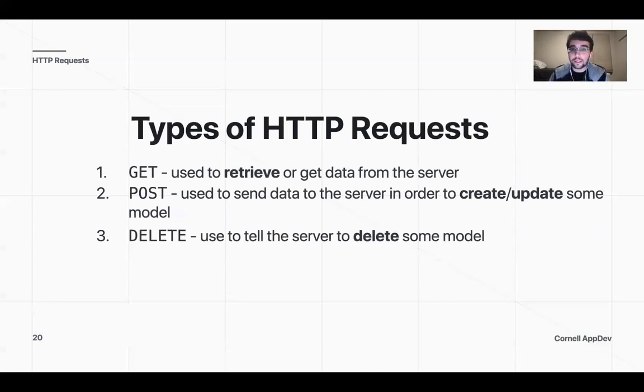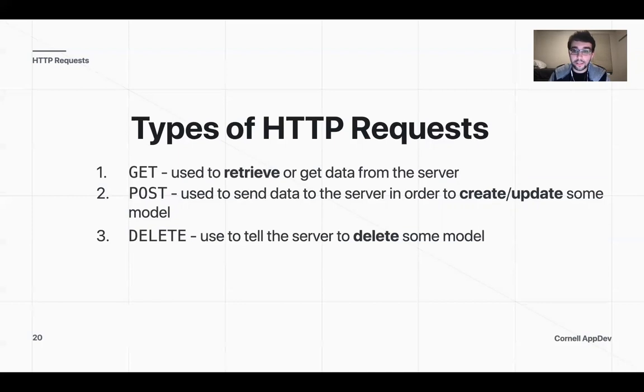So with GET requests, you use them to retrieve or just get data from the server. With POST requests, that's how you post or send data so that you can actually create or update some kind of model on the server. And then with delete, that's pretty self-explanatory. You just delete a model.